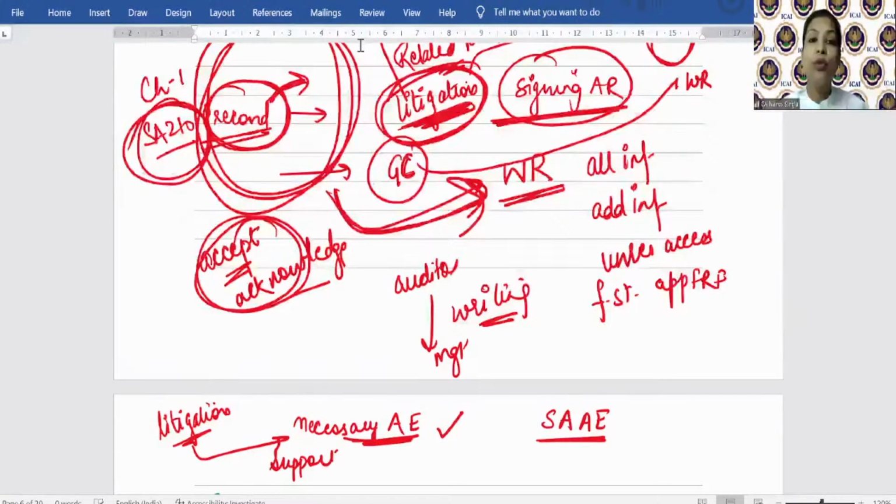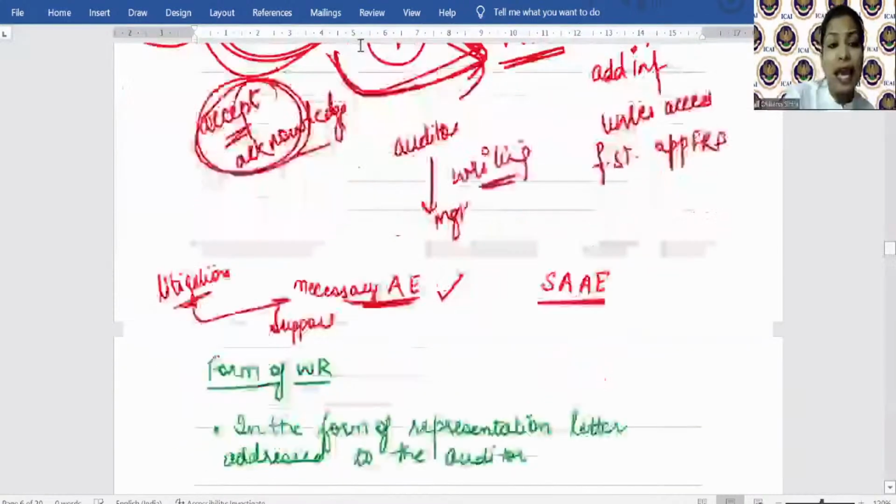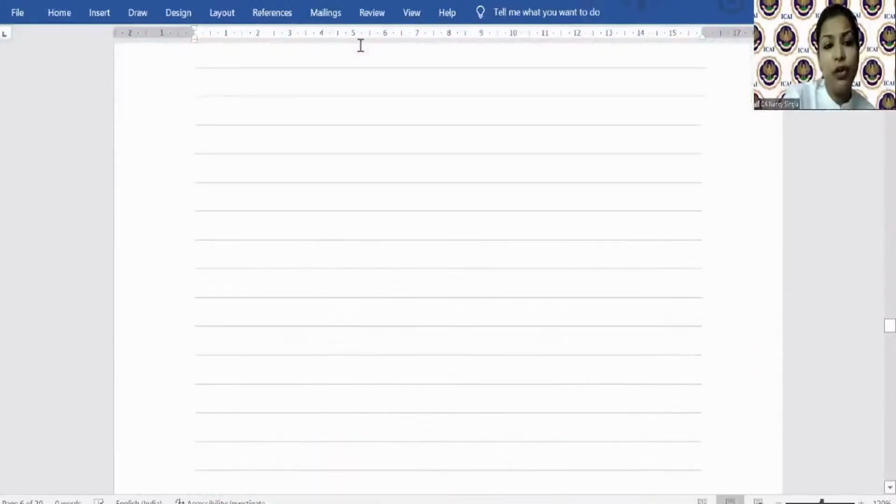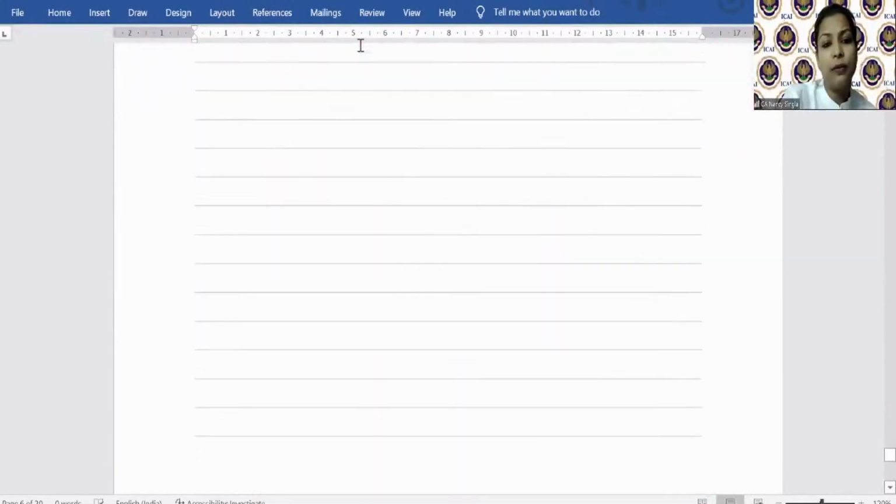So the term uses what? As near as practicable to the date of the audit report. Why as near as practicable to the date of the audit report? I'll just tell you just a minute.